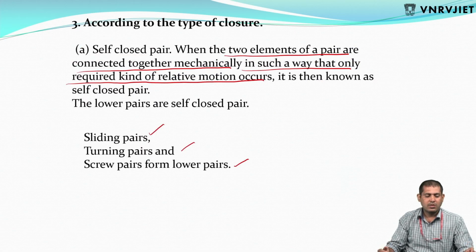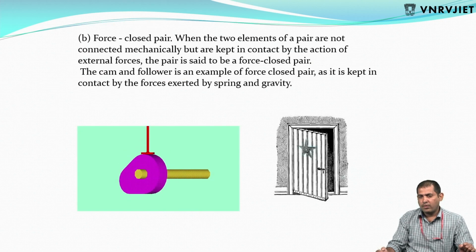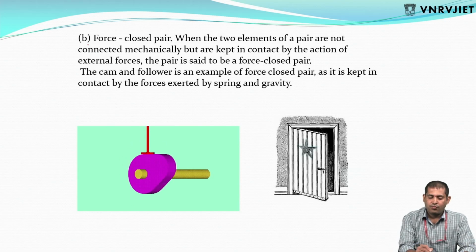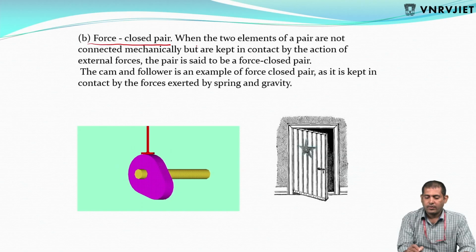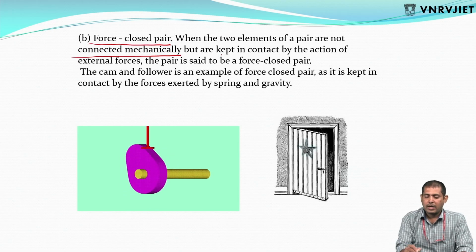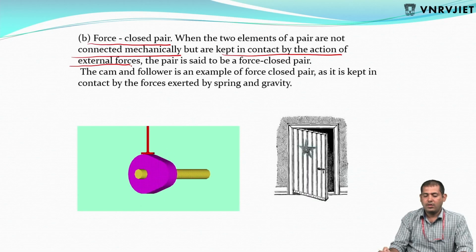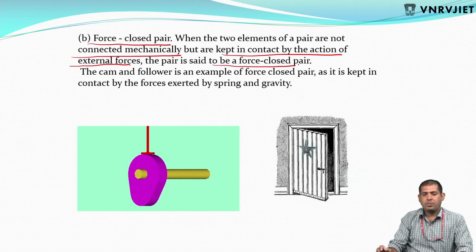Now, what is a forced closed pair? Here, external force is required to keep the pair closed. When the two elements of a pair are not connected mechanically but are kept in contact by the action of an external force, the pair is said to be a forced closed pair.